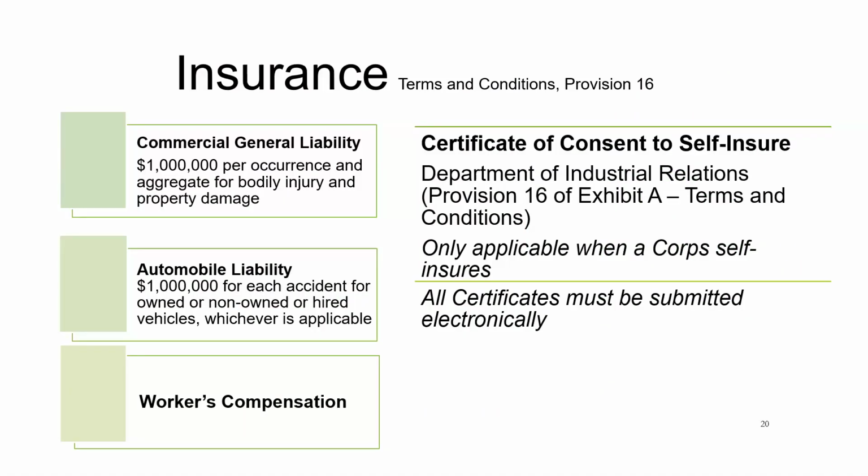Insurance. You're required to obtain insurance certificates and submit them to your grant manager. There are 3 different insurance policies. The first 2, the commercial general liability and the auto liability, are 1 million. The third is workers' compensation insurance and should meet the state of California statutory requirements. If your corps is self-insured, you must provide a certificate of consent to self-insure. More details can be found in the grant's terms and conditions. Please send insurance certificates to your grant manager by email. Next slide, please.